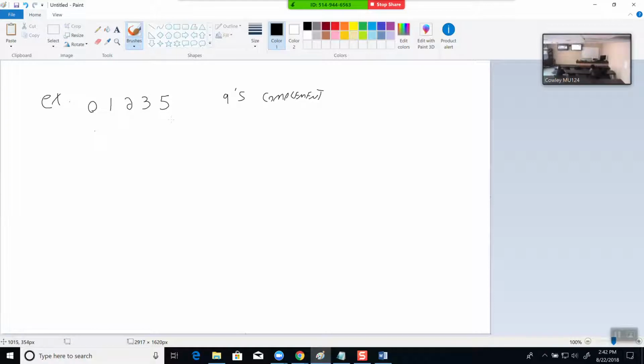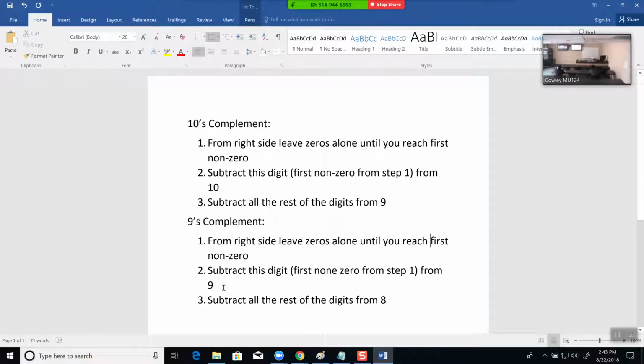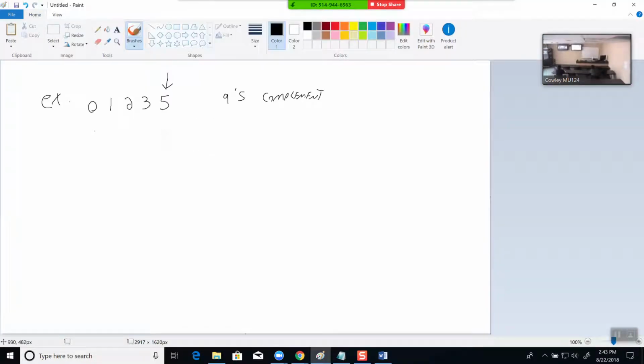Step 1, you ignore all the zeros. The zeros from the right side just carry down. You ignore them. So we don't have any zeros from the right side, do we? So our first non-zero digit is this one right here. Our instructions say to subtract that from 9. So 9 minus 5 is 4. And then the rest of these are subtracted from what? 8. So 8 minus 3 is 5. 8 minus 2 is 6. 8 minus 1 is 7. 8 minus 0 is 8. So our 9's complement is this right here.